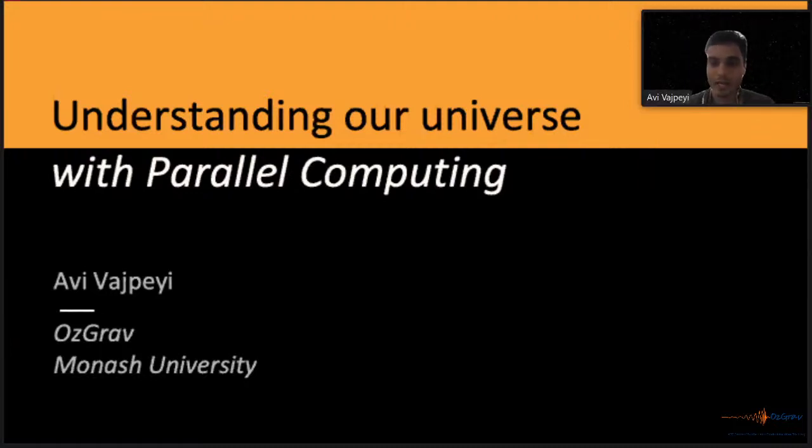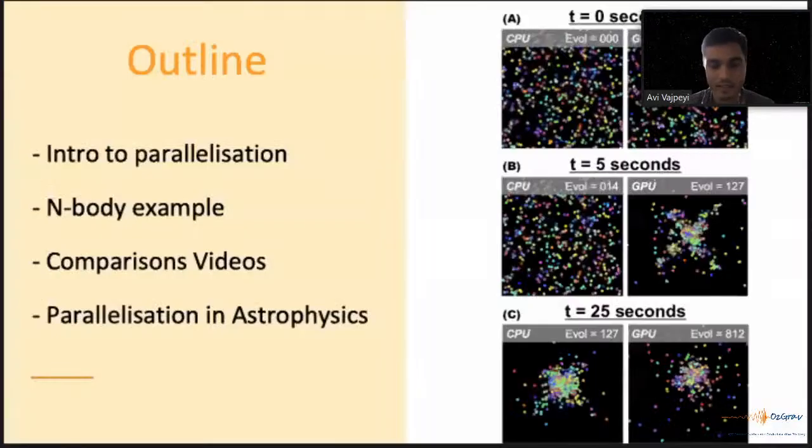So today I'm going to be talking about how we can use parallel computing to understand our universe. First, I'll actually talk about what parallelism is, and then I'll give a small example of parallelism with the N-body system, which is basically a system with many particles, like the images on the right of this slide. After this, I'll show some videos comparing when we use parallelized code versus when we don't. And then finally, I'll talk about some uses of parallelism in astrophysics.